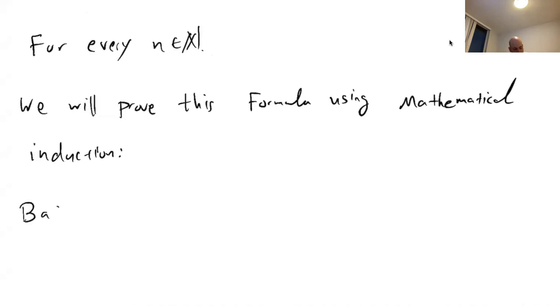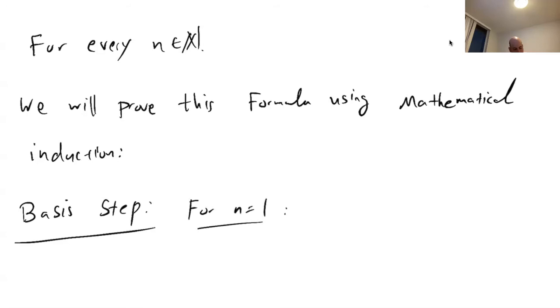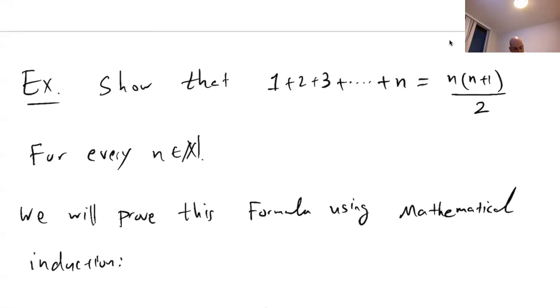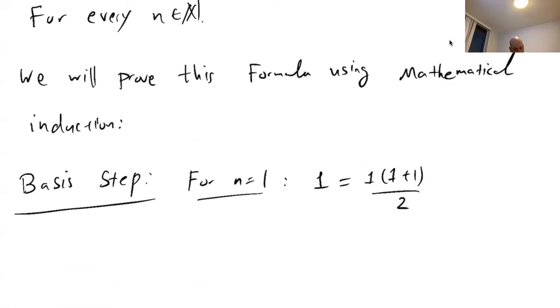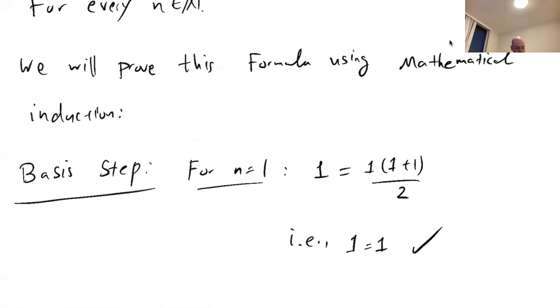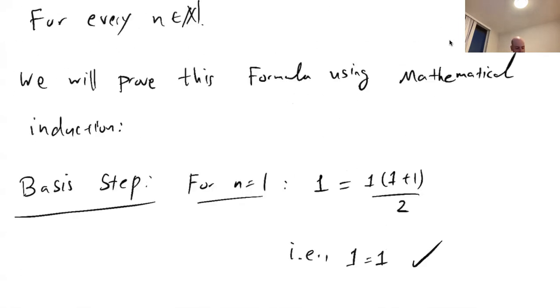So, basis step for n equals 1. Well, the left-hand side will be just 1, and the right-hand side will be 1 times (1 plus 1) over 2, which means 1 equals 1. And this is, of course, true. What about the next step, which is called the inductive step?